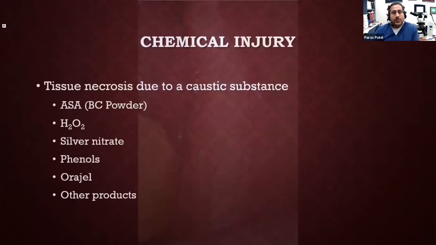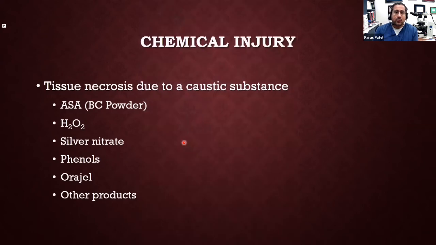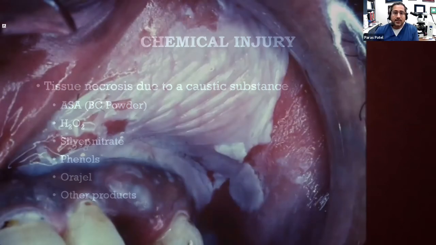All right, chemical injury. Could be any number of things that can actually cause this sort of chemical cautery to the tissue. It could be from aspirin. It could be from hydrogen peroxide, silver nitrate, phenols. Orajel is known to cause chemical injury as well. So patients who have a really bad toothache who are overusing Orajel could also have this sort of process develop. And there's a lot of other products that can actually be a little bit caustic to the tissues.